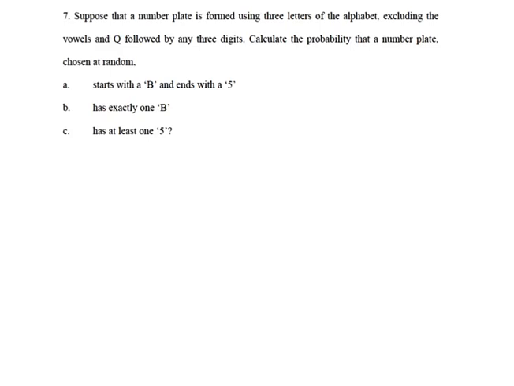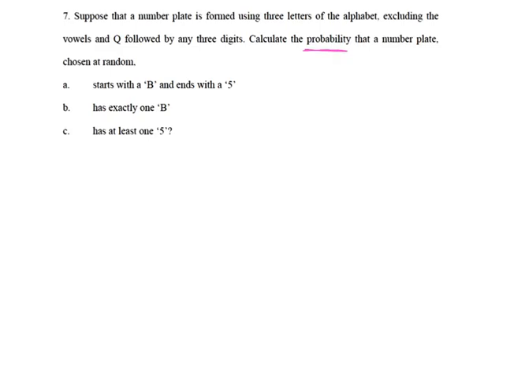Next question. Suppose a vehicle number plate has 3 letters excluding the vowels and Q. So how many letters are excluded? There are 5 vowels and 1 Q, therefore I exclude 6 letters, followed by 3 digits. So how many digits do I have? I have from 0 to 9. Calculate the probability the number plate chosen at random starts with B and ends with 5.